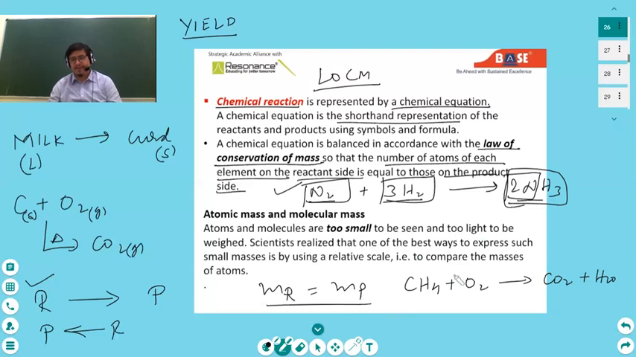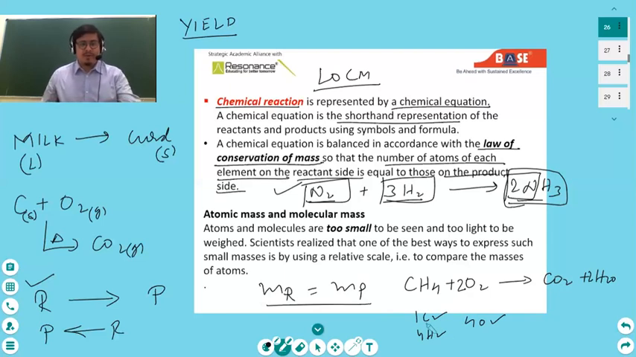First, this will be 2. And this will be 2. So 1 carbon, both sides balanced. There are 4 hydrogen, balanced. There is 4 oxygen and 4 oxygen, that is balanced. I hope that is clear.